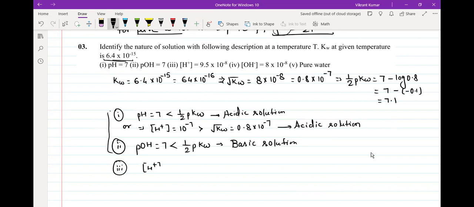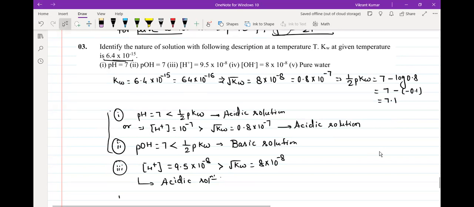Okay, now the third one is H plus has been given. Now we can directly compare it with root KW. So H plus which is 9.5. Chris ये देखो कैसे मैंने मैनेज किया है. And you have to learn that if you avoid that unknown value, तो ऐसे कैसे करना है. तो H plus पता है, root KW पता है, we can compare them, है ना. So H plus is this much and that is greater than root KW because root KW is 8 into 10 raised to minus 8. इतने से पता चल गया ना कि this is acidic. H plus greater than root KW आ रहा है. This is acidic. सर, हाँ समझा. You don't have to do that log wala.